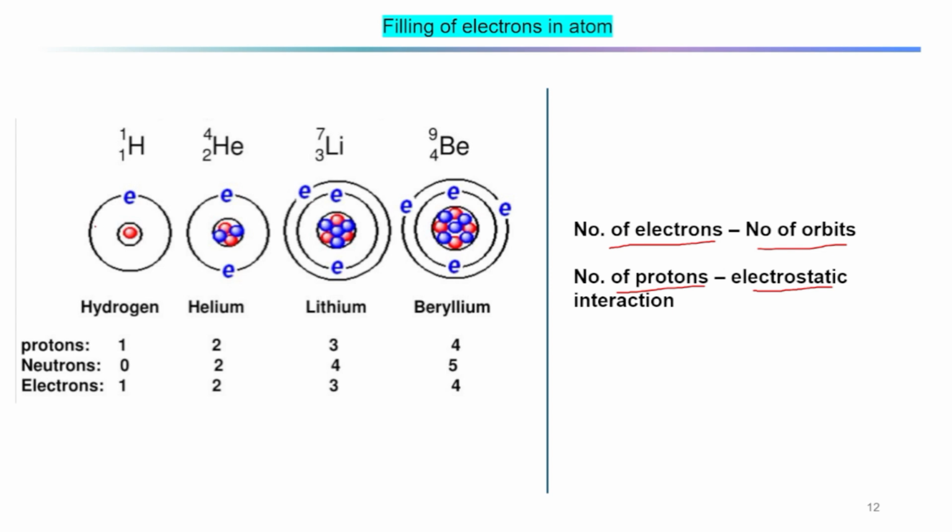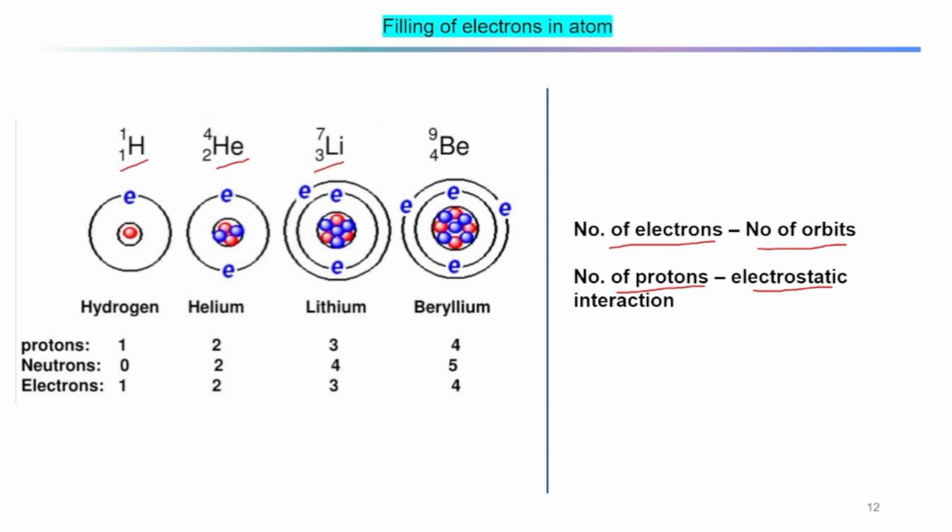For example, you can see here in the case of hydrogen, we have one proton and one electron in the first orbit. In the case of helium, we have two protons and two neutrons in the nucleus, and two electrons in the first orbit. In the case of lithium, we have three protons and four neutrons. You see, these red ones are the protons and these blue balls are the neutrons.